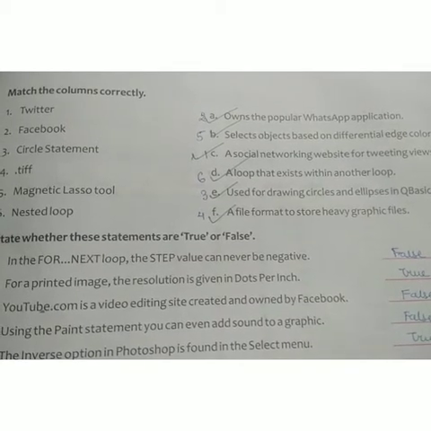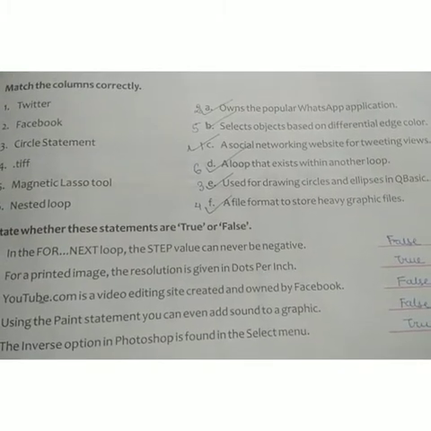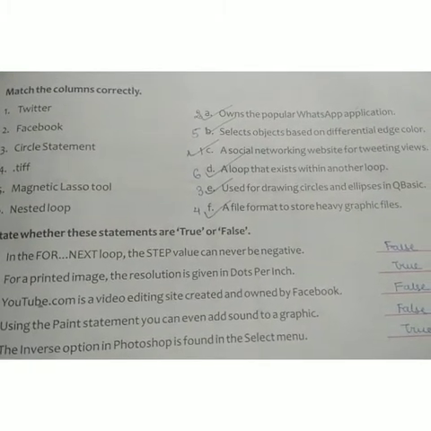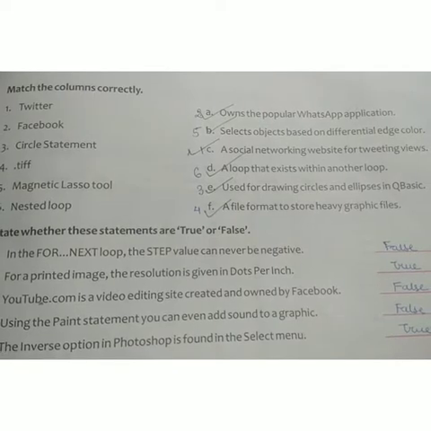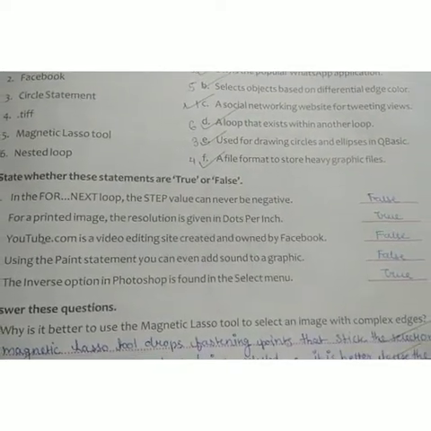Fifth is the magnetic lasso tool. The magnetic lasso tool selects objects based on different edges and colors. Last, sixth, nested loop. A nested loop is a loop that exists within another loop. So next is D part, state whether these statements are true or false.